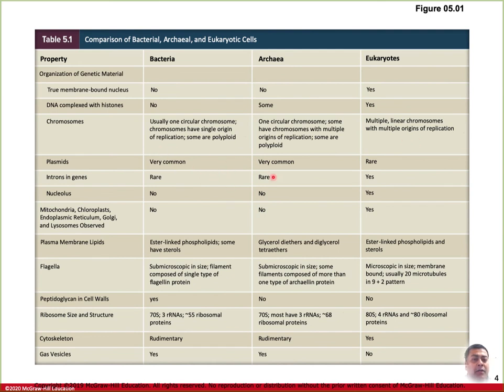Plasmids are very common in bacteria. In archaea and eukaryotes, they are actually rare. They are present, for example, in yeast cells. In yeast, there are plasmids. They are eukaryotes, but plasmids are much rarer in higher organisms.